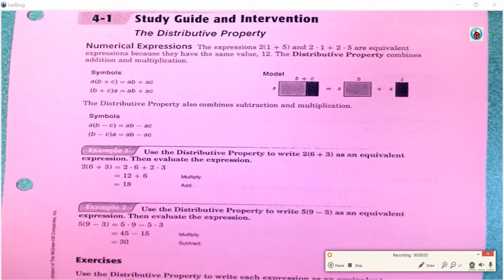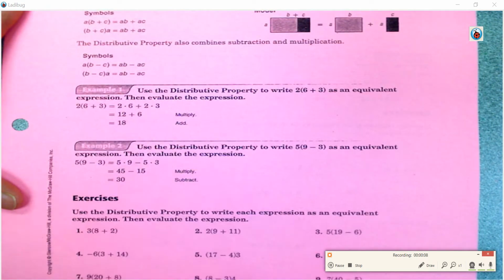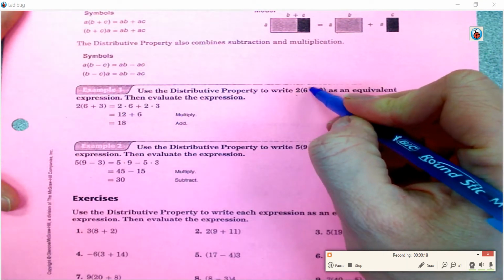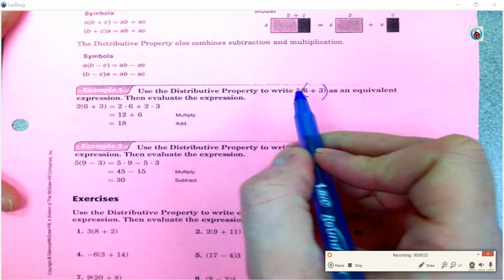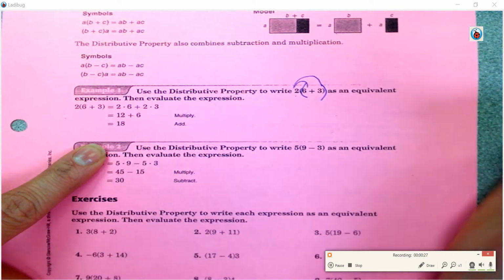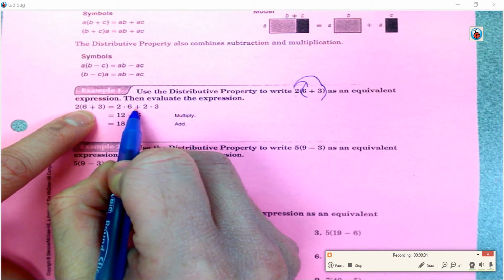Okay, so this is 4.1, the distributive property. We come right down here to these first couple examples and talk about what distributing means. When I say distribute, what that means is you multiply. So with the distributive property, I'm going to multiply 2 by everything that is grouped inside the parentheses. So 2 gets multiplied by 6 and 2 gets multiplied by positive 3. We see that here. This is 2 times 6 and 2 times 3.